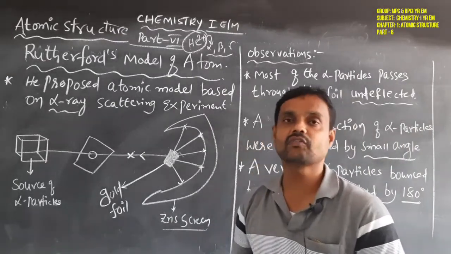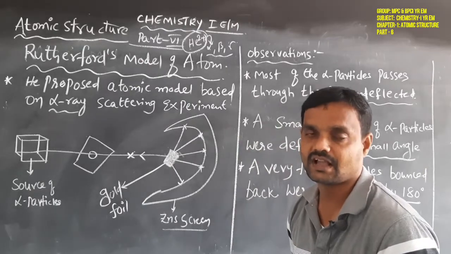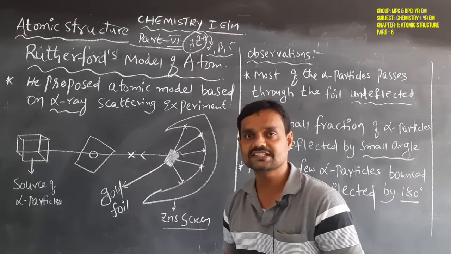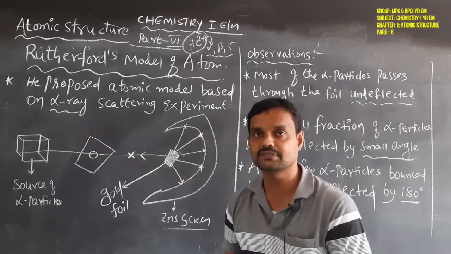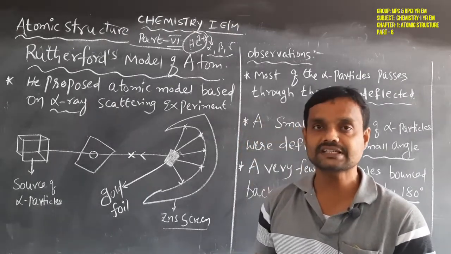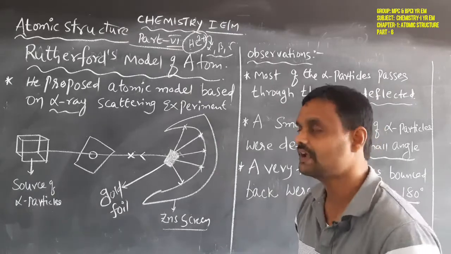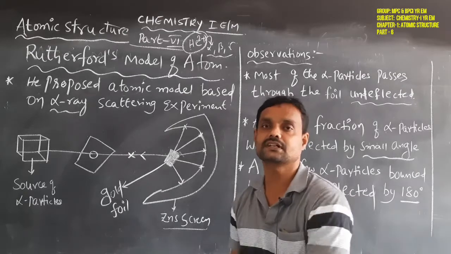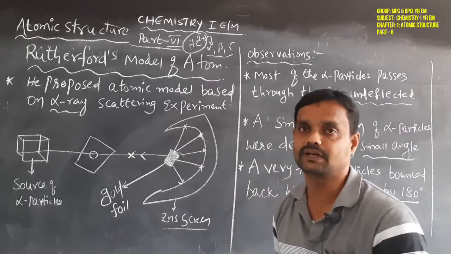Here we are using the alpha particles. Alpha particles are nothing but, when the helium atom loses its 2 electrons, the positively charged nucleus of the helium atom acts as an alpha particle. So this is about the alpha, beta, gamma particles.